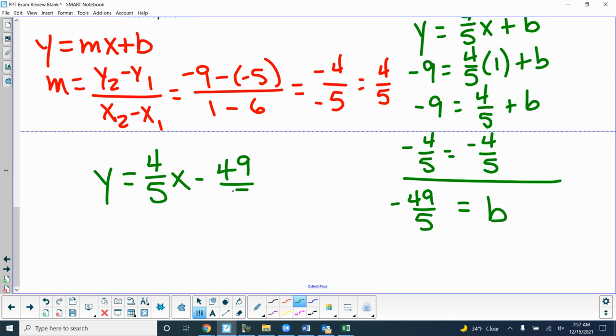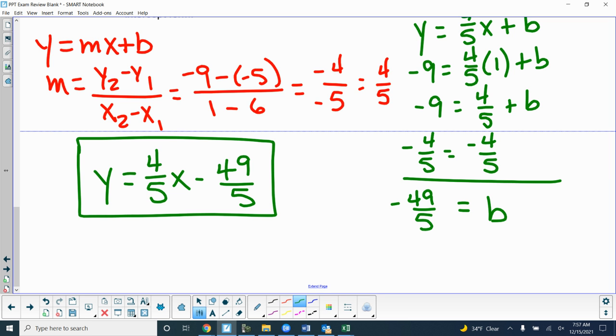So, make sure you finish writing the equation of your line, okay? So we figured out the slope was 4/5, and then we figured out the y-intercept was -49/5. So put it in for m and b to finish up, okay? Questions on that one? That wasn't that long ago we did those, right? A couple weeks, maybe a month. So that hopefully is still a little bit fresh in your mind. Questions?